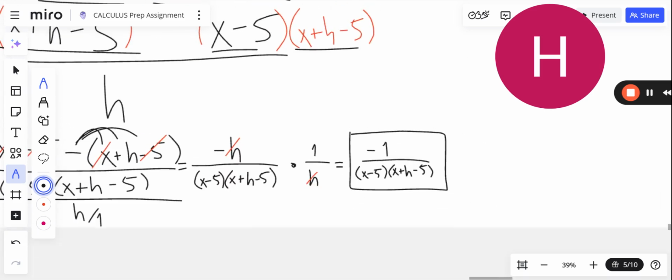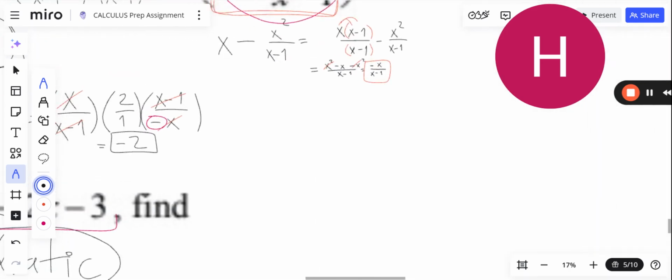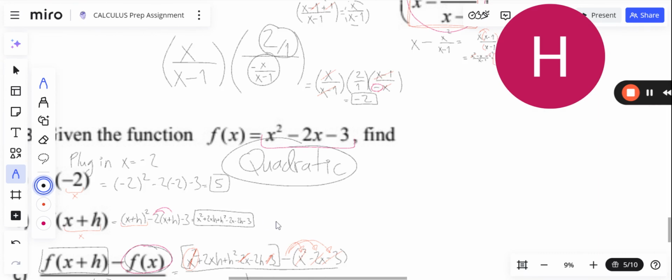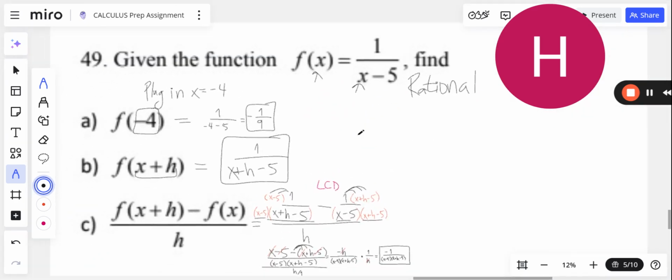So these two techniques of finding the difference quotient for a quadratic function, as well as for a rational function, and even a square root function, which we didn't do here, is something you're going to see in the beginning of calculus. And if you're not comfortable with it now, I don't think you're going to be comfortable with it later. Practice as much as you can now.